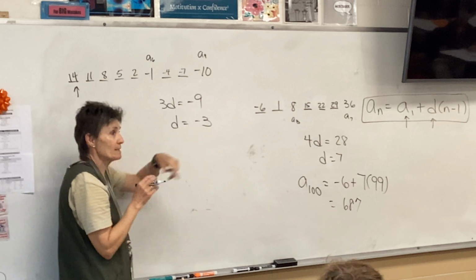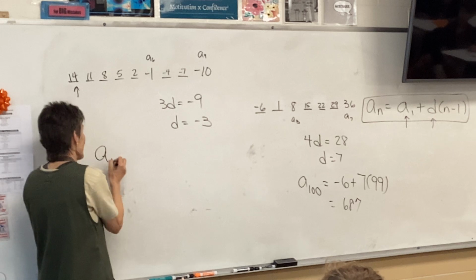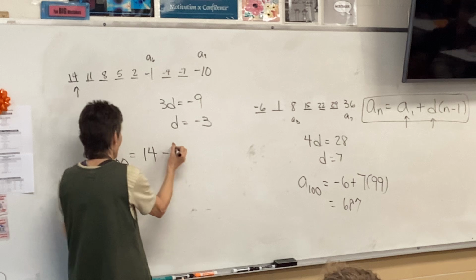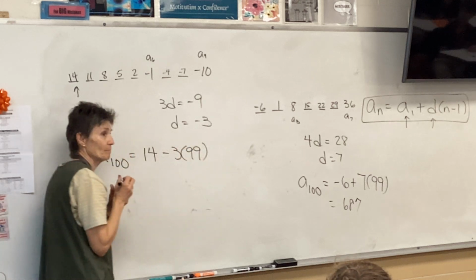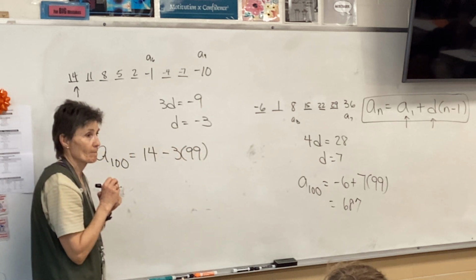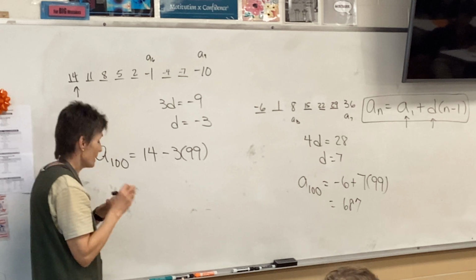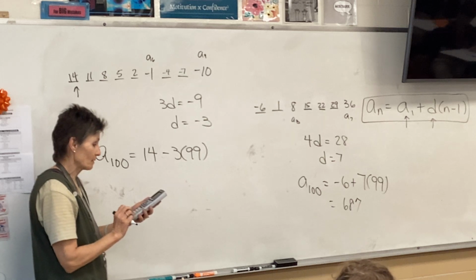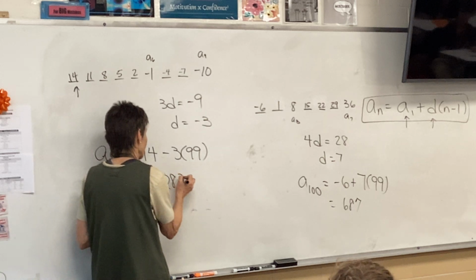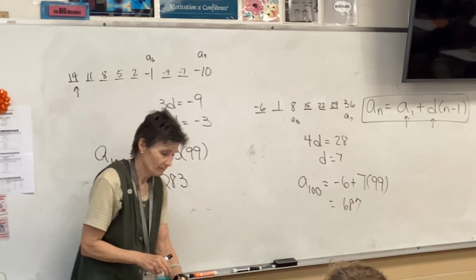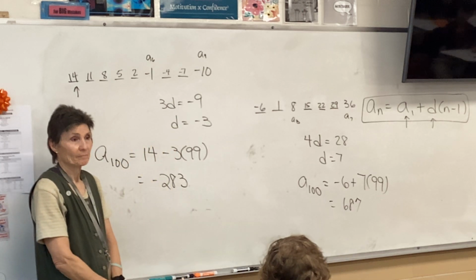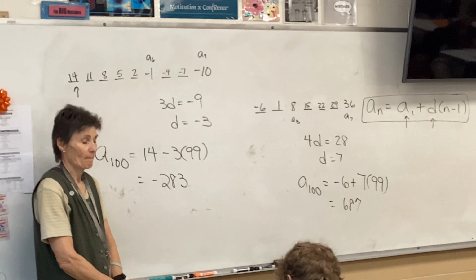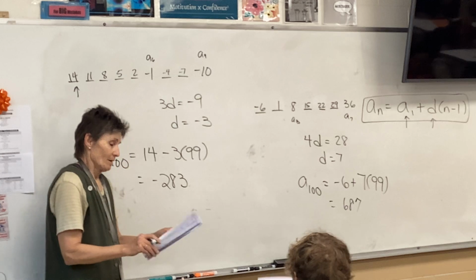My common difference is -3. So my 100th term will be 14 minus 3 times 99. I don't know what that is, but we can figure that out easily enough. -283. Perfect. All right.